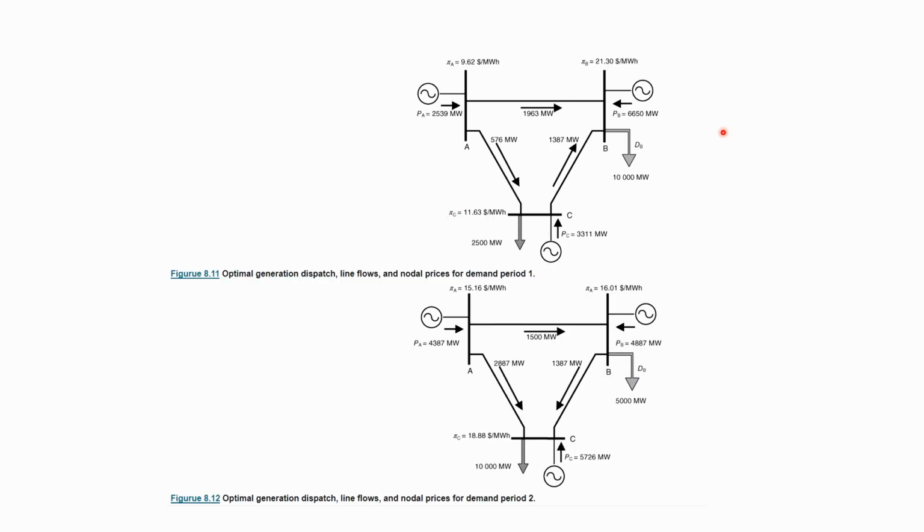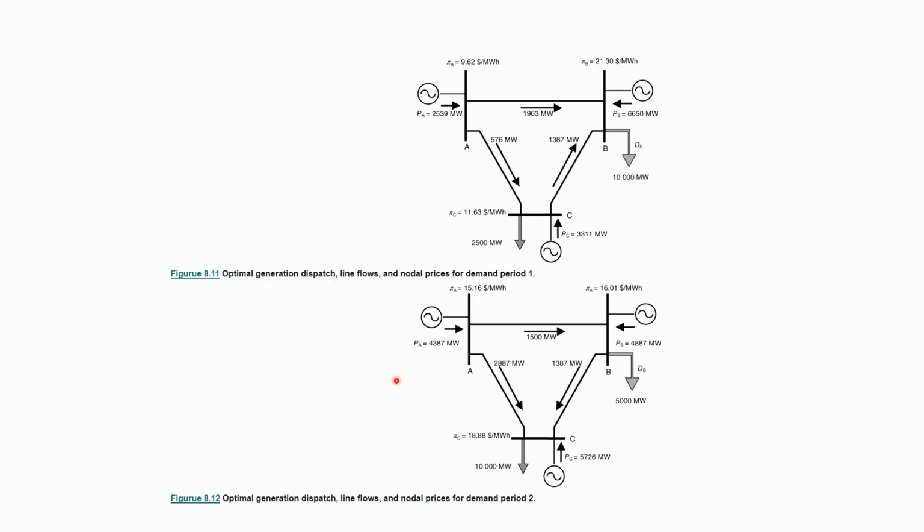In the optimal solution, we can see the flows. First of all, we see that we have a higher demand than production in area B, so there will be a transport from A to B, and there will also be a transport from C to B, because we have a higher production than demand in area C. And you can see the optimal flows: the flow from A to B will be 1963 megawatt, and the flow here will be 576 megawatt, and the flow here will be 1387 megawatt in this direction.